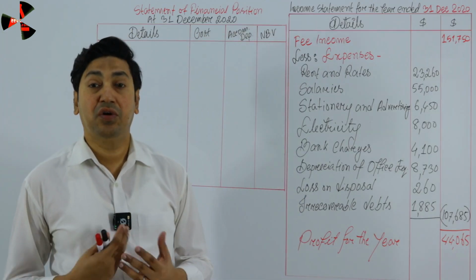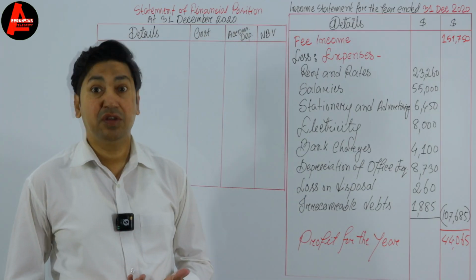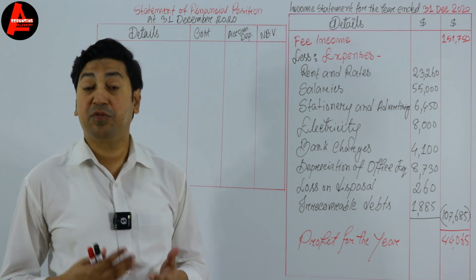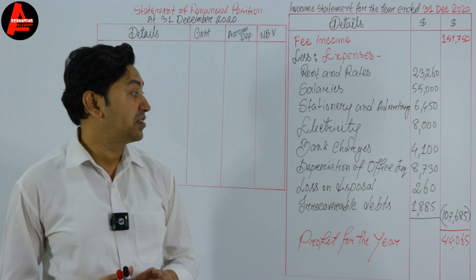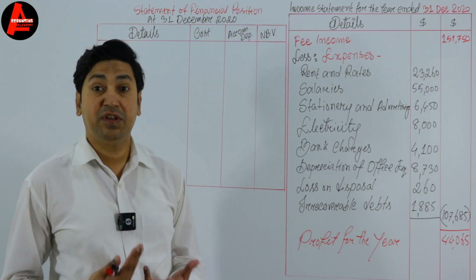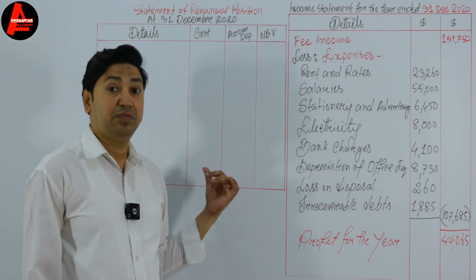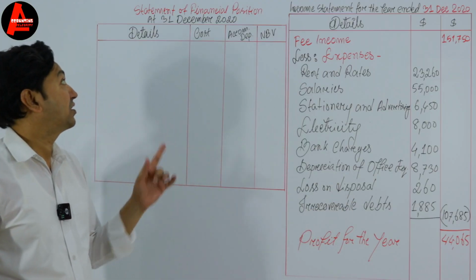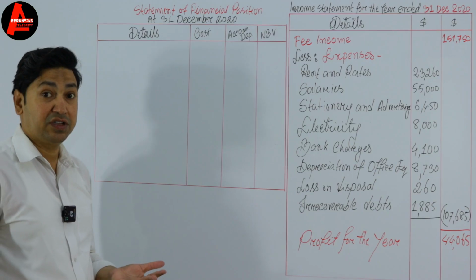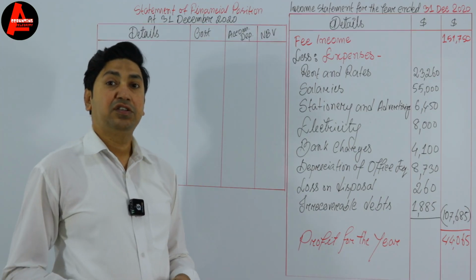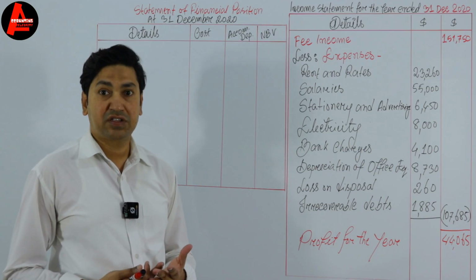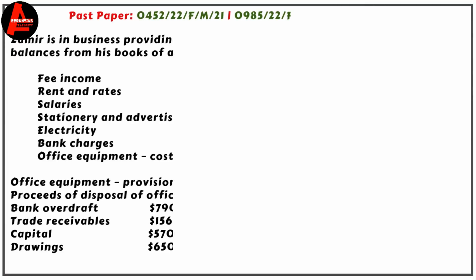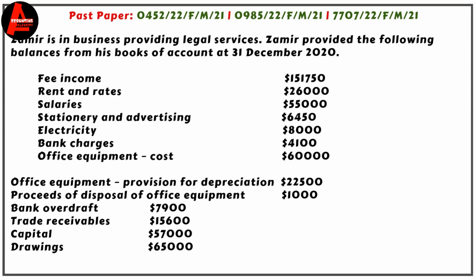In our previous lesson we discussed the income statement for a service business. So I recommend you please watch that video, then come back here, because many things will come from there to this format, the statement of financial position format. We are doing this question from O-level accounting first paper. We will see the question before we write up.